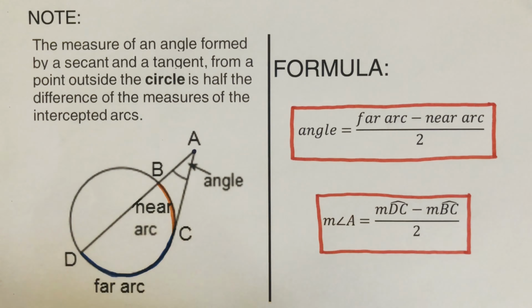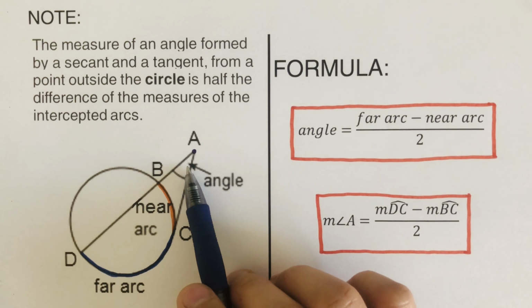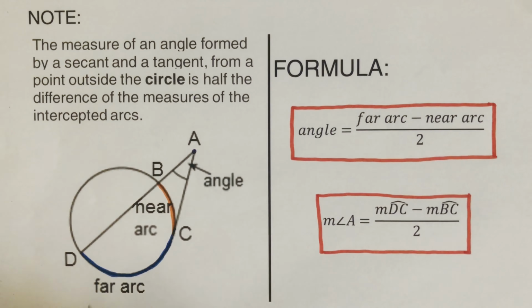So in this problem right here, we have the measure of angle A. So this angle right here is A, is equal to the measure of arc DC, which is the far arc, minus BC, which is the near arc.